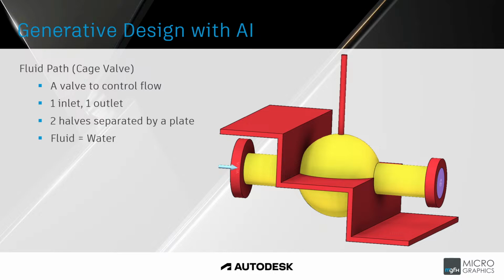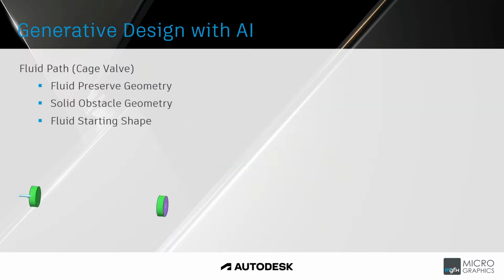You'll notice here that the setup is very similar to our structural generative design. We have a couple of different colors that represent different geometry, and the fluid flowing through here is water. So the next slide here, we'll see we have the same process. In this case though, we mix between fluids and solids. So we have fluid preserved geometry. These are the two ports where the fluid is coming in on the left and exiting on the right. So the green, we want to keep that fluid geometry.